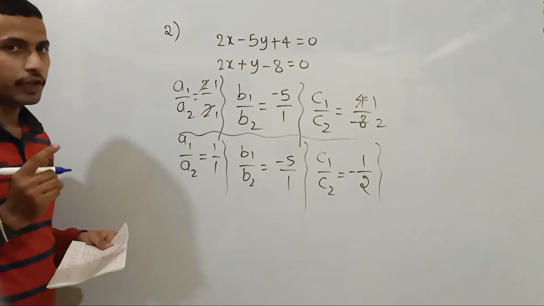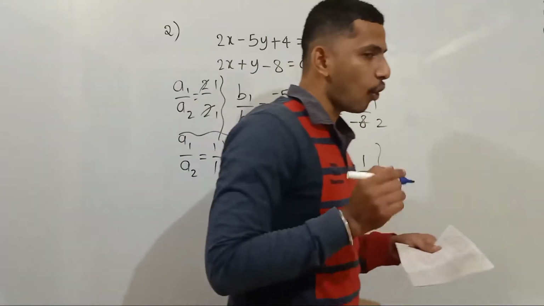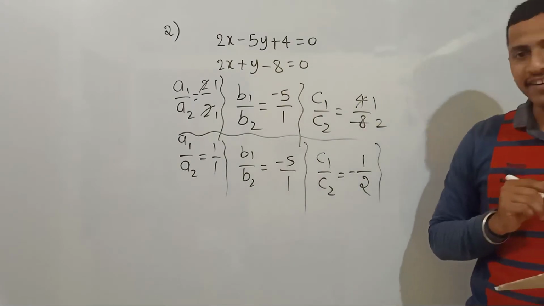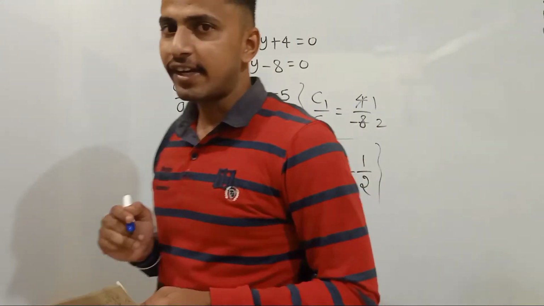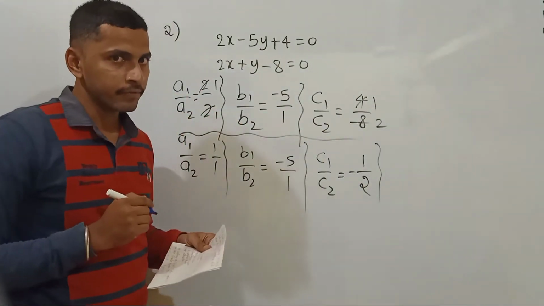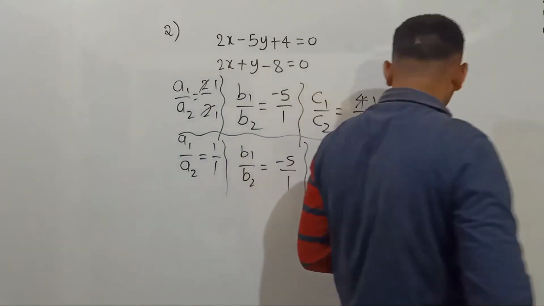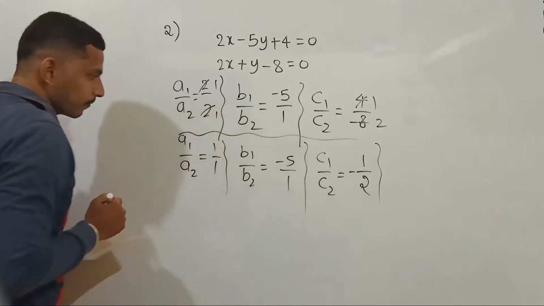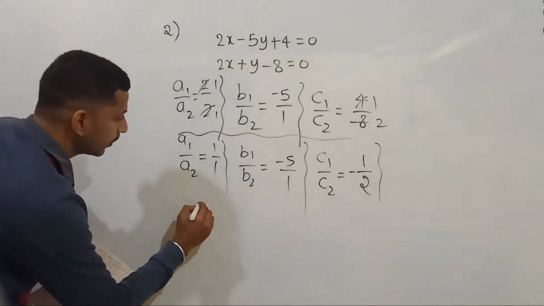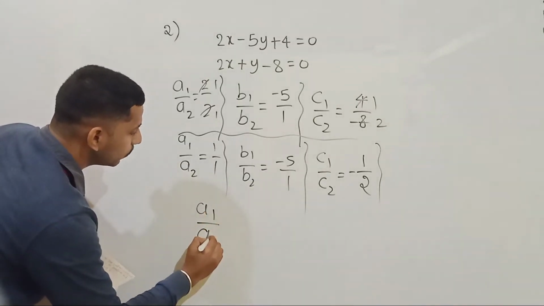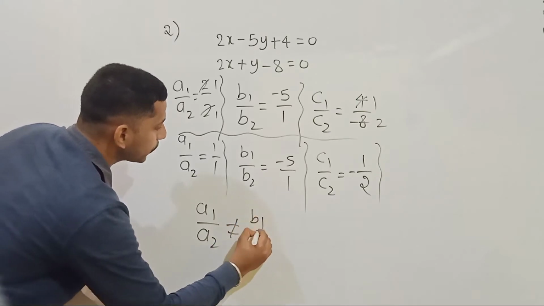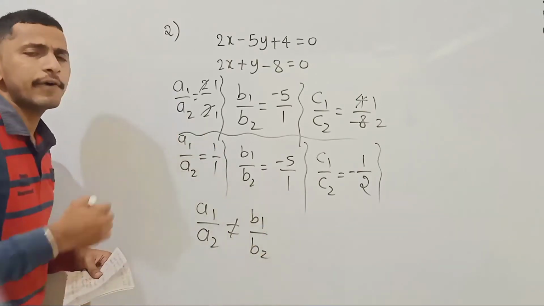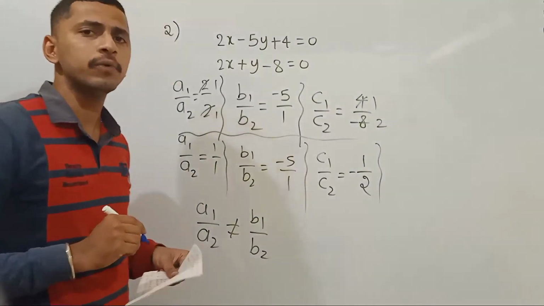Go through once. Just now I explained all the three conditions: when lines intersect, when lines are parallel, and when lines coincide. Please go through once. Try to solve. Here, a1 by a2 is not equal to b1 by b2. Of course, a1 by a2 is not equal to b1 by b2.